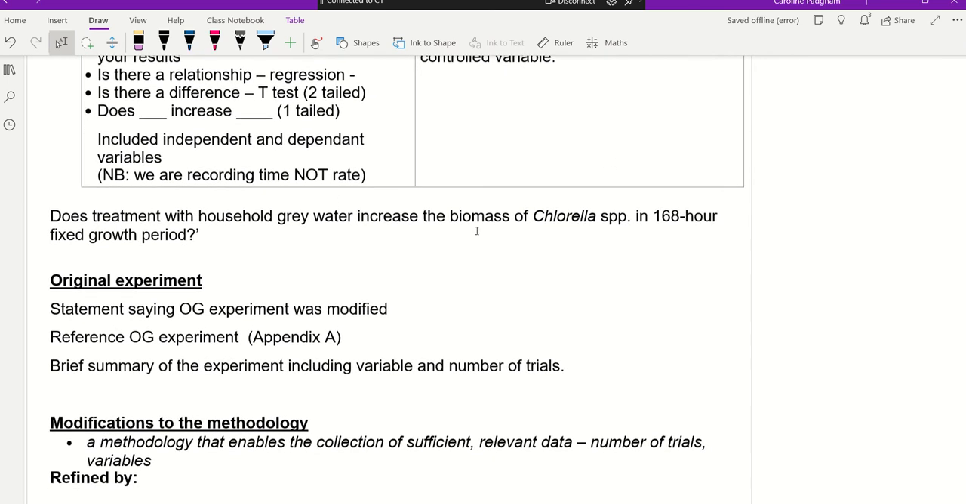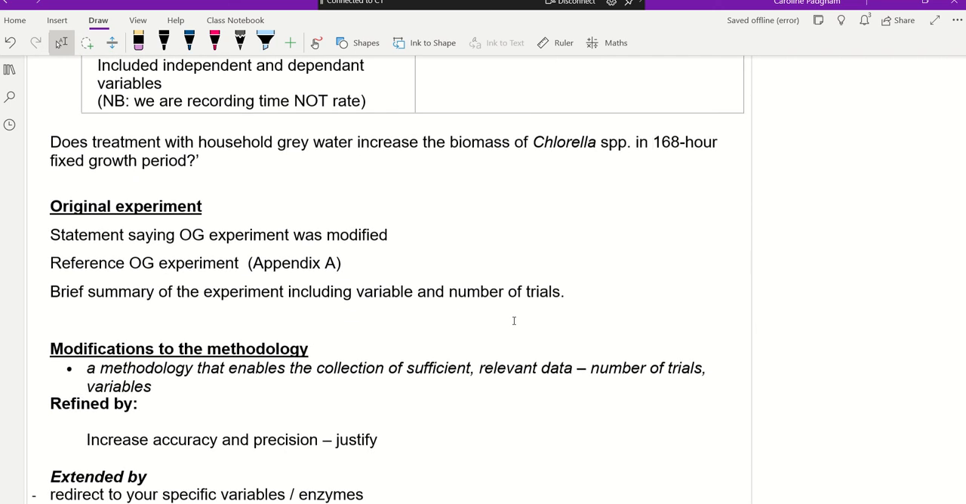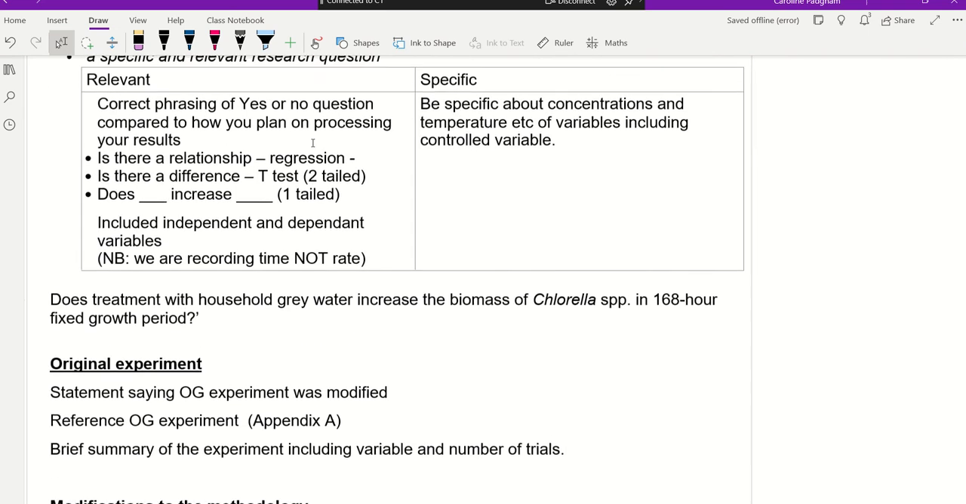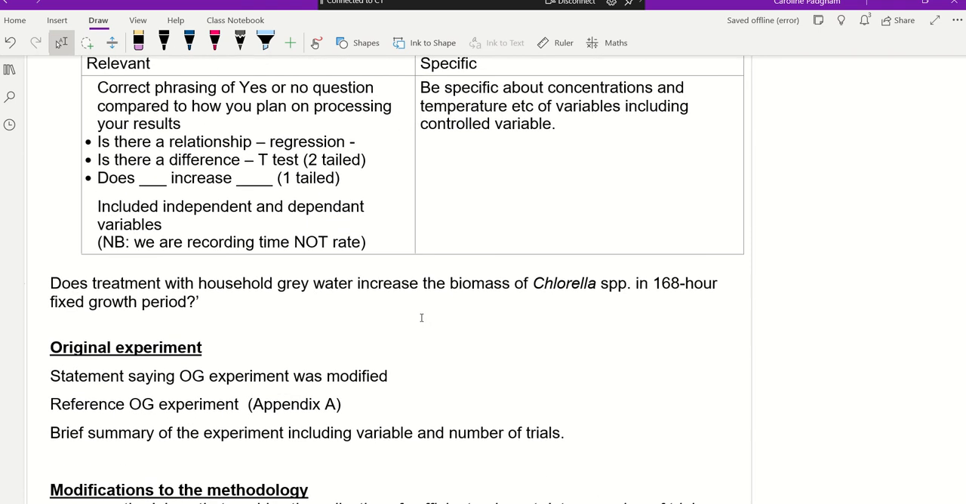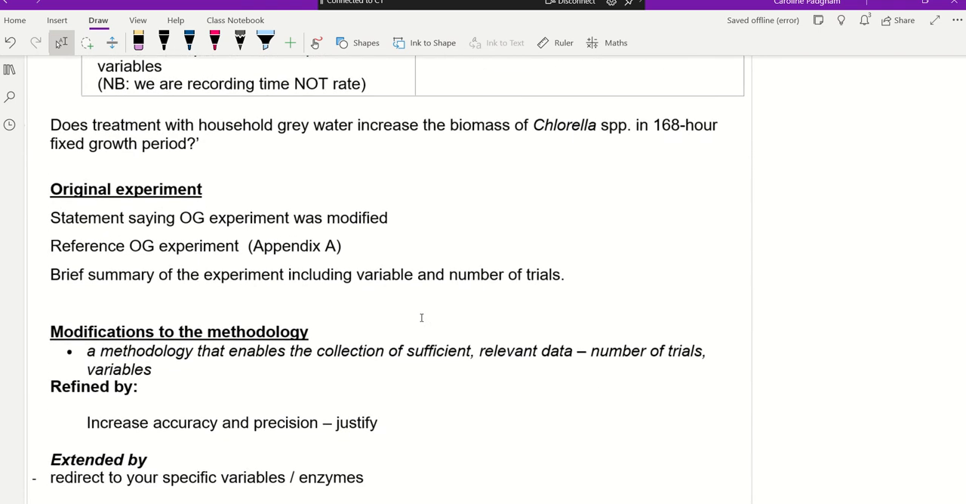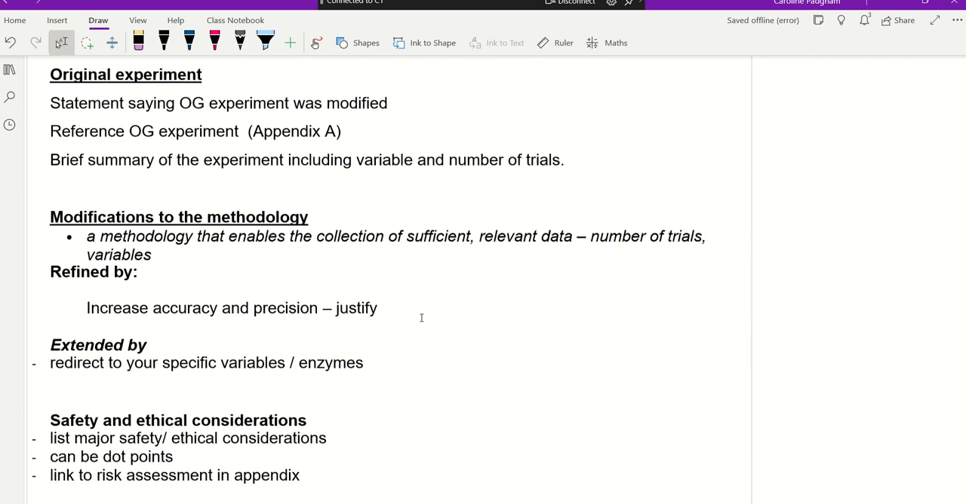Here's an example from the exemplar. All right, does it increase it? And then put it in some more detail over a 168-hour fixed growth period, blah, blah, blah. I think they could even do a little bit more, like grey water versus a control or versus distilled water or whatever it is. Tap water, I think they actually did. Okay, so they could put a little bit more detail to make it more specific. All right, so that's your research question. All good? Cool.